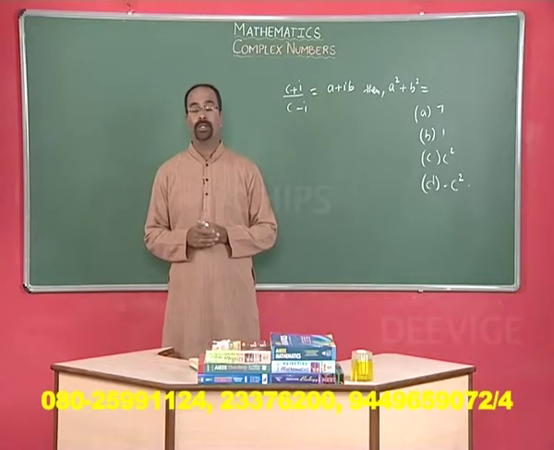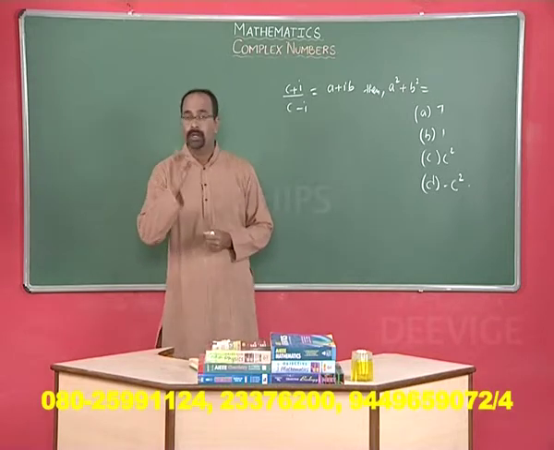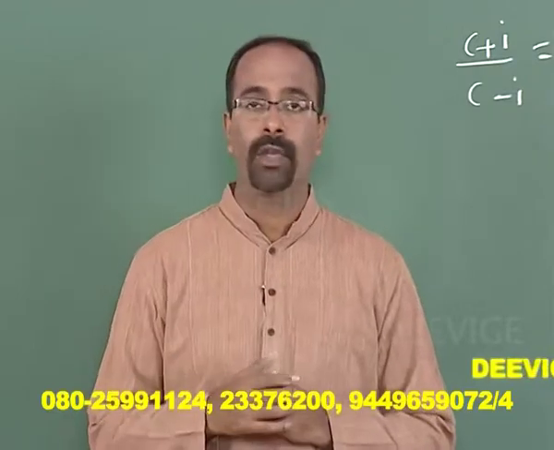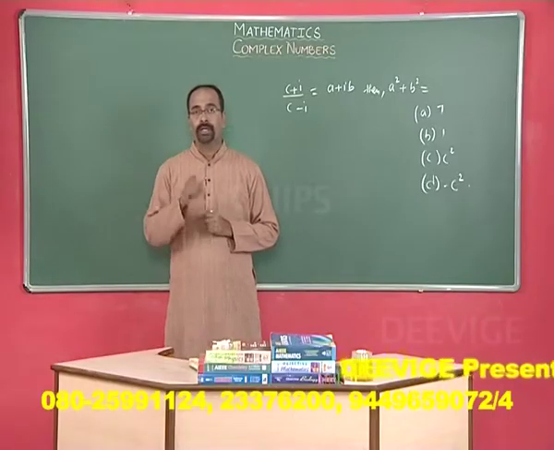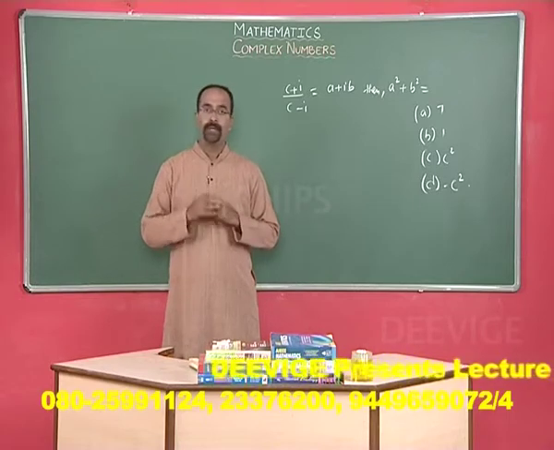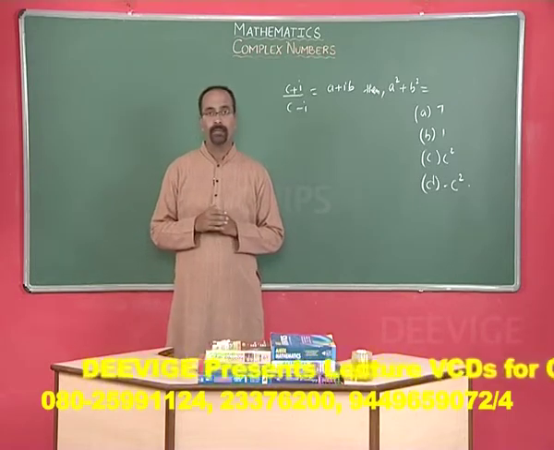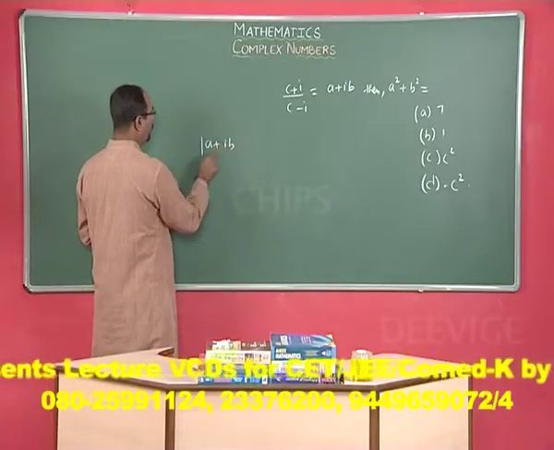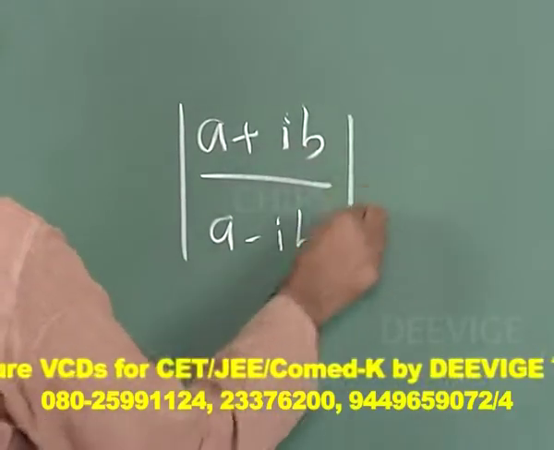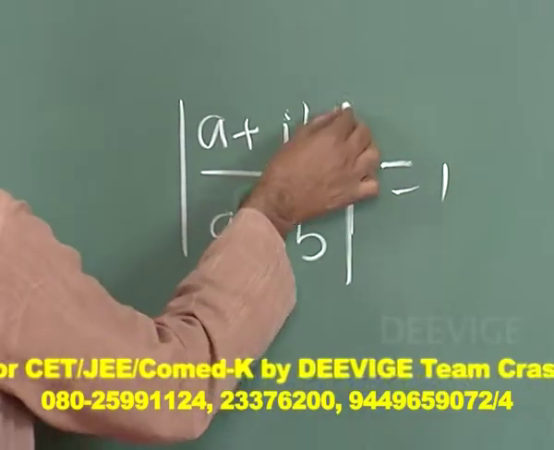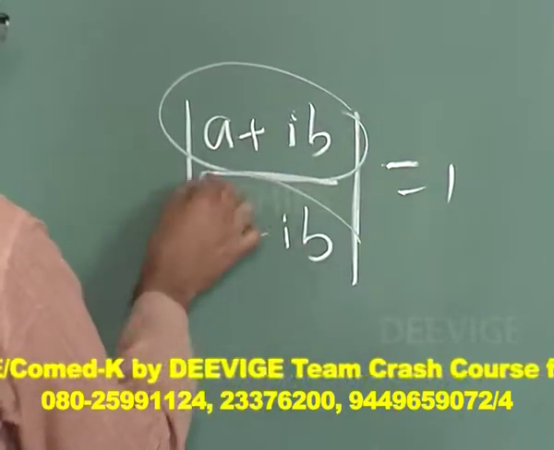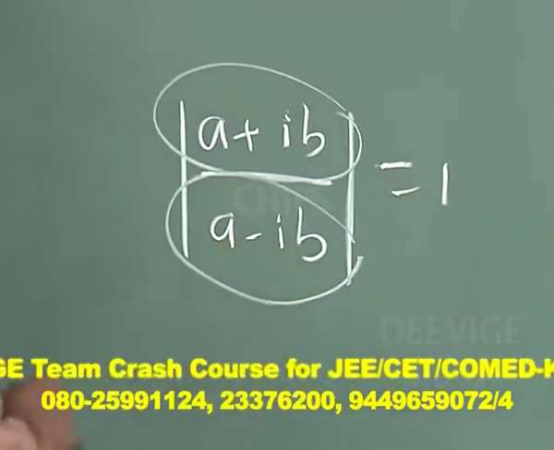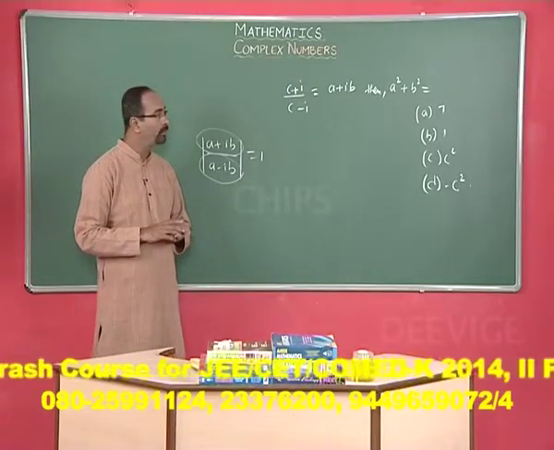Dear students, you must know one basic piece of information about complex numbers. Modulus of a + ib is the same as modulus of a - ib, or in short we can say modulus of (a + ib)/(a - ib) is always equal to 1. The reason is the modulus of the numerator is the same as the modulus of the denominator, therefore both cancel, and you will get 1, provided a - ib is not equal to 0.